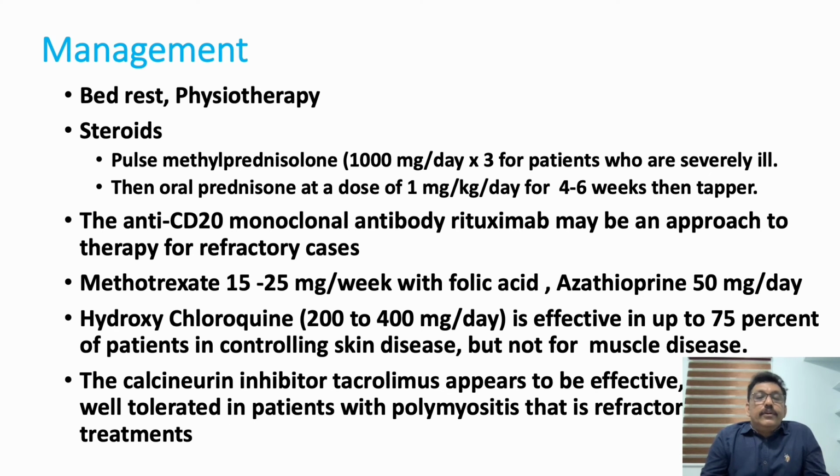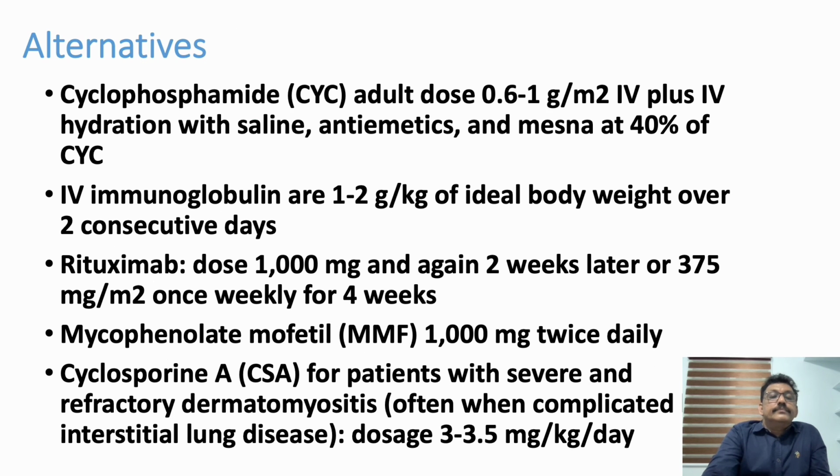HCQS, hydroxychloroquine, is an alternative for many muscle diseases, polymyositis. Tacrolimus is an alternative. Cyclophosphamide is an alternative for pulse methylprednisolone therapy. It has its own adverse effects, so it should be given with adequate hydration, antiemetic, mesna, all these things, otherwise hemorrhagic cystitis also can occur.